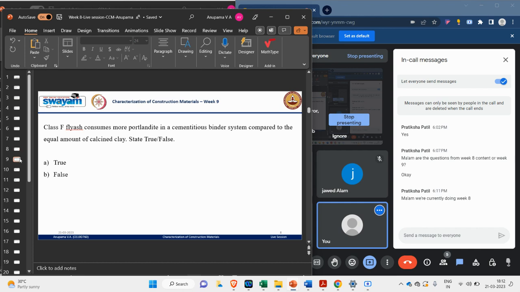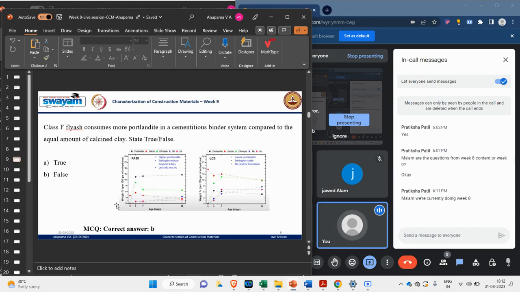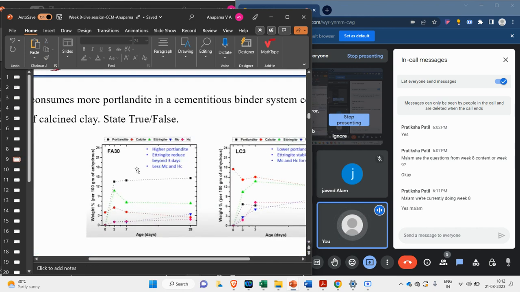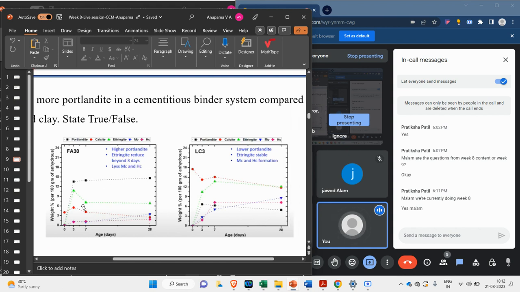Okay, so the correct answer is option B. If you see these two graphical representations, we can find out that this one corresponds to fly ash and this one corresponds to LC3. Portlandite is shown by the black square. This is the Portlandite content after 28 days of hydration. About 14 weight percent is retained in the FA30 or fly ash replaced composition.